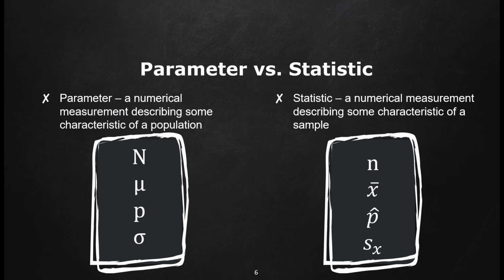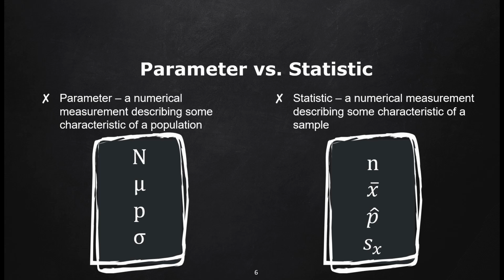On the statistics part, we've got their respective symbols, but just for a sample. Lowercase n, that's a sample size. An X with the line on top, we pronounce that X bar. That's a sample mean. A lowercase p with like a party hat on its head, we call that p hat. That is a sample proportion. And last but not least, we have S and then a little X right underneath. That is a sample standard deviation.